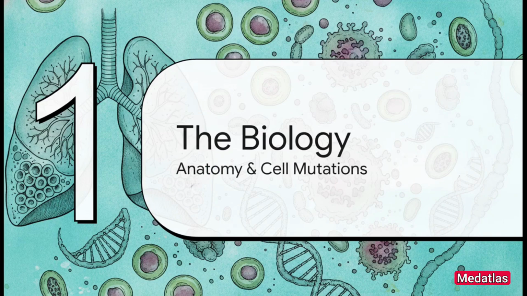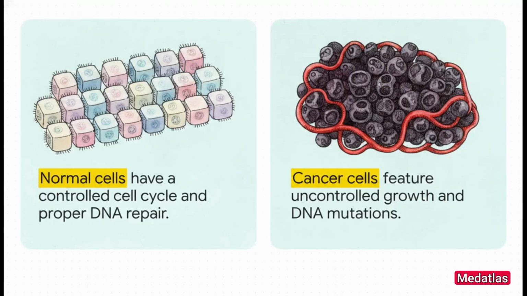To really grasp this, we have to zoom way in. When you look at healthy versus cancerous lung tissue, the contrast is just stark. On the left side, you've got normal bronchial epithelial cells. These guys follow strict rules, you know? They have a perfectly controlled cell cycle and normal DNA repair mechanisms to keep everything in check for healthy gas exchange. But on the right, things have gone completely off the rails.